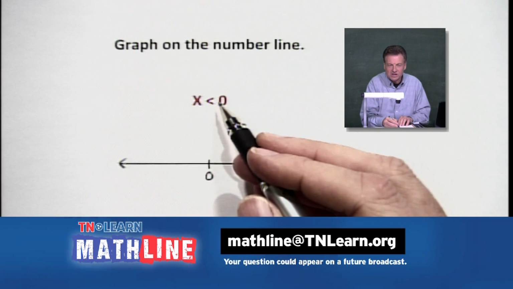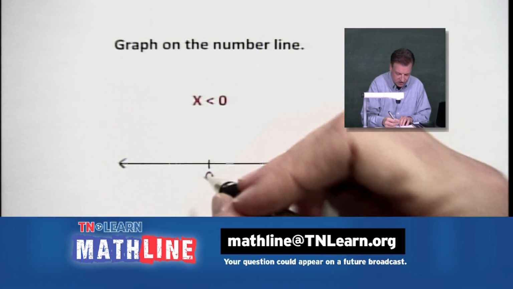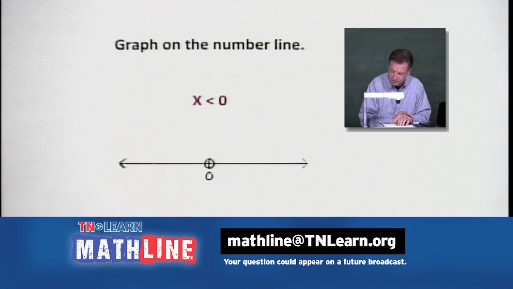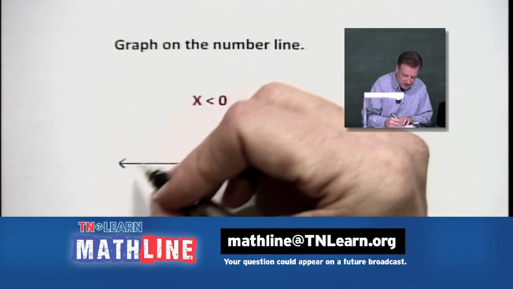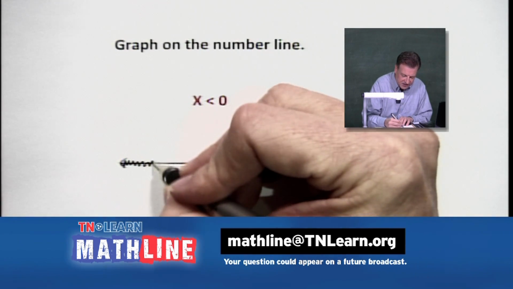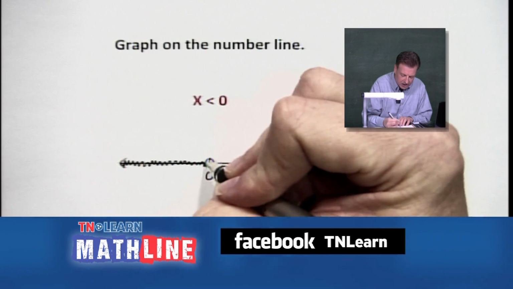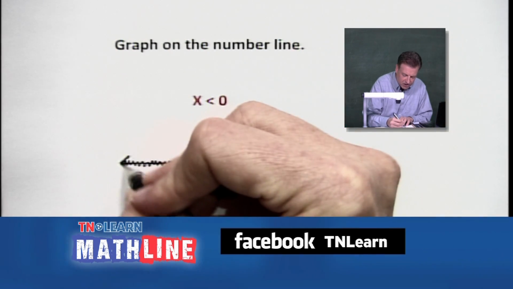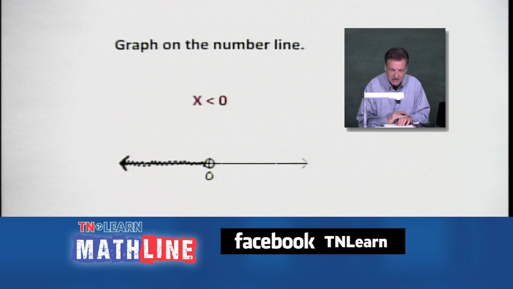This time we don't include 0. Don't include it. So we're going to open that circle up. We're going to keep it open. And then we're going to shade it to the left. To the left, as less than would work. There we go. And darken your arrow as you go out that way. Always nice to make that pretty and understood.